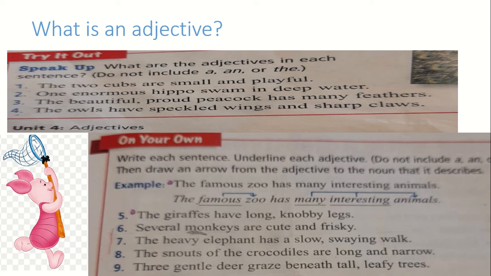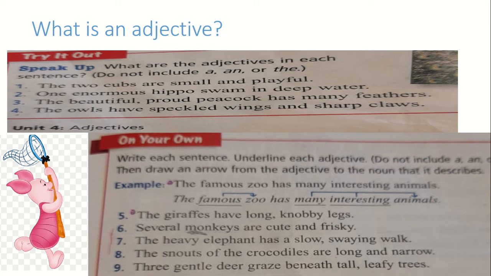Okay, you will read 3 and 4 by yourself. I will read them, but I won't tell you the adjectives. The beautiful, proud peacock has many feathers. The owls have speckled wings and sharp claws. Okay, we have another activity.